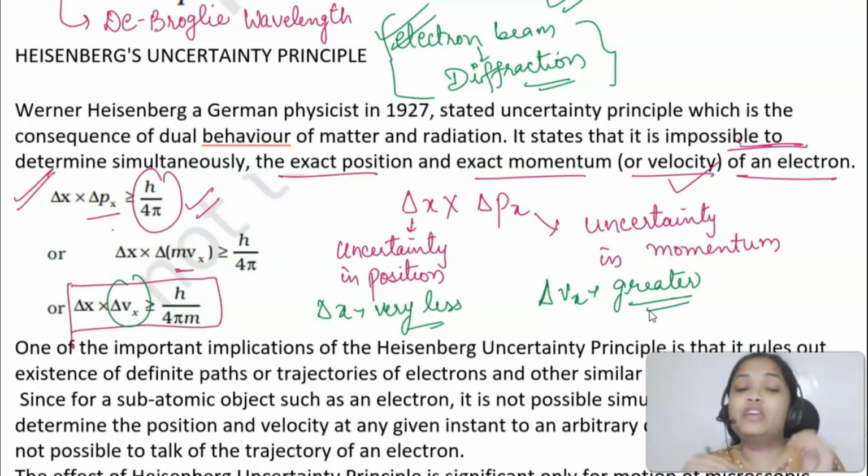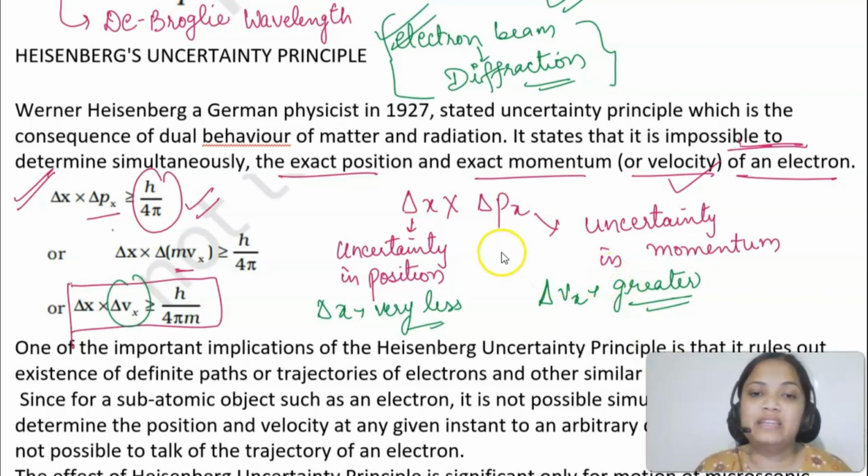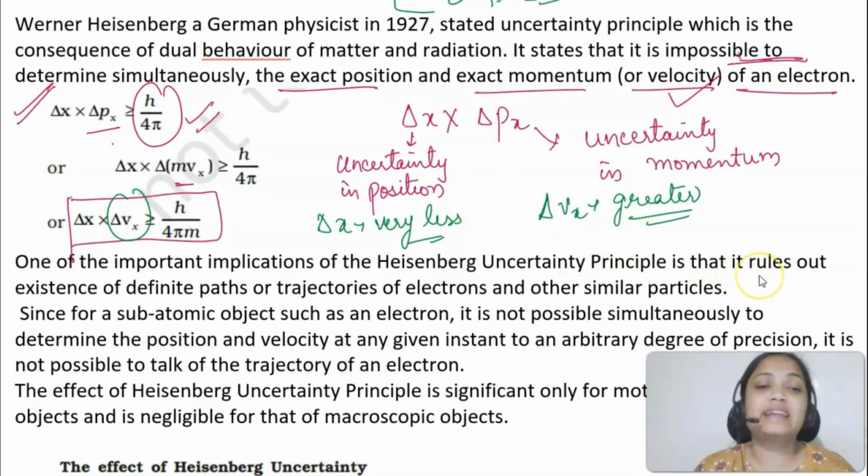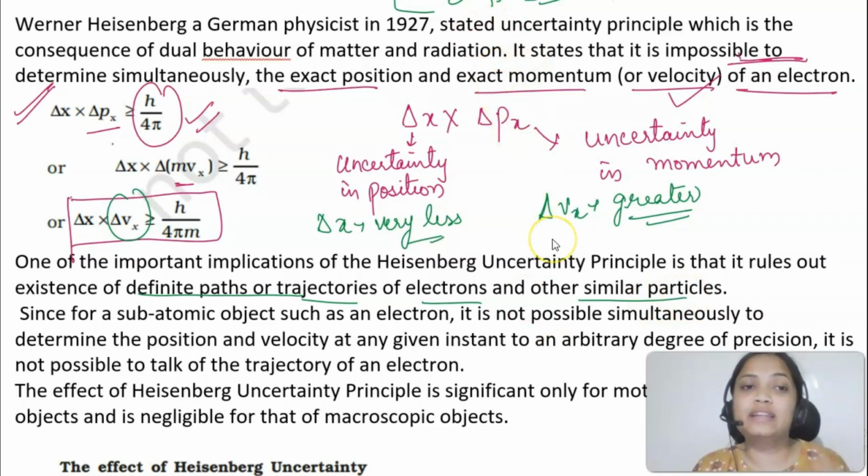Now if we cannot tell the exact position and exact velocity simultaneously, can you think that it rules out the existence of definite paths and trajectories of electrons? What Bohr said, let's recall. He said that electrons revolve around the nucleus in definite paths, which he called orbits.